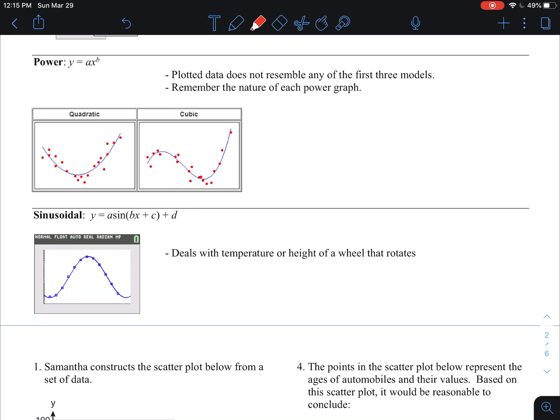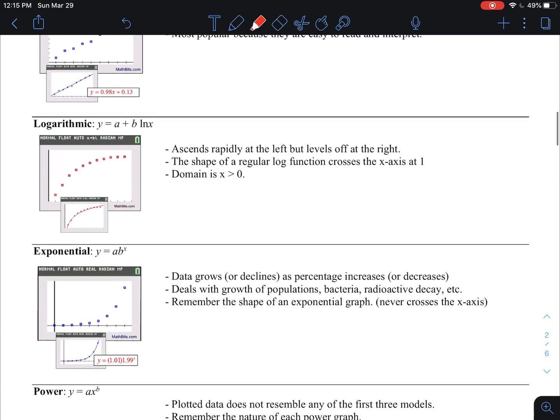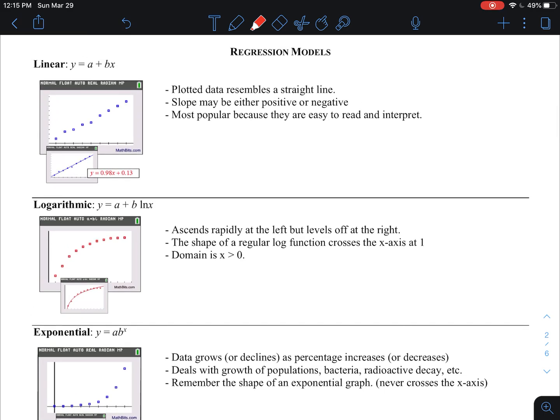And then sinusoidal is, again, we used that term to be the umbrella term for sine and cosine. So sinusoidal is, is the relationship more cyclical? It rotates, it hits mins and then maxes and comes back down to mins and rotates more along a sine or cosine curve.